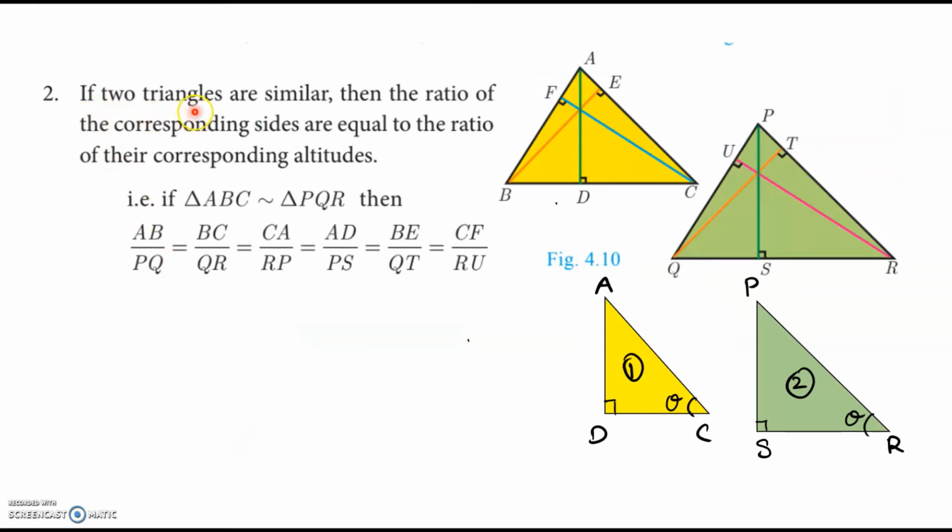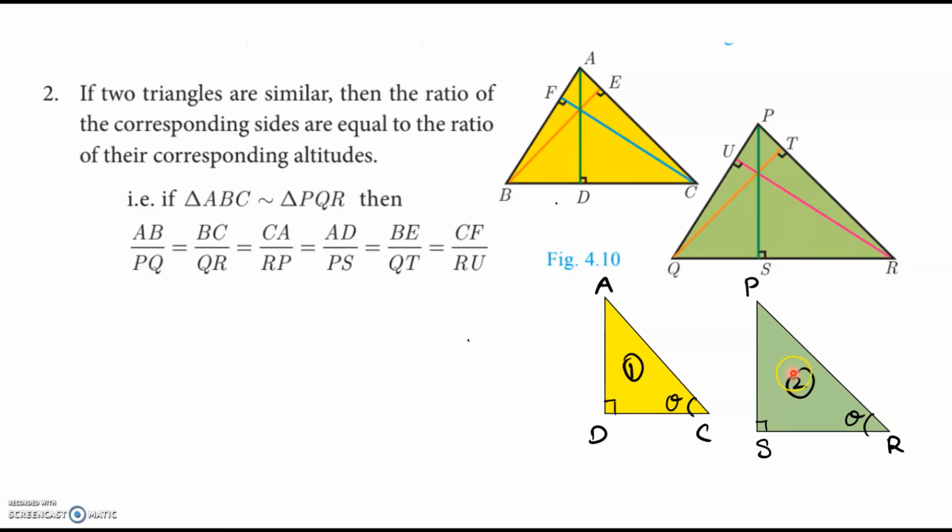It says that if two triangles are similar, then the ratio of the corresponding sides is equal to the ratio of the corresponding altitudes. So the altitudes here are AD, BE, CF. Similarly, you have altitudes in this triangle. What I have done is I have taken this triangle ADC, which is formed by the altitude here, and brought it here as our triangle 1, and I have brought PSR, where PS is the altitude here, down here as the second triangle.